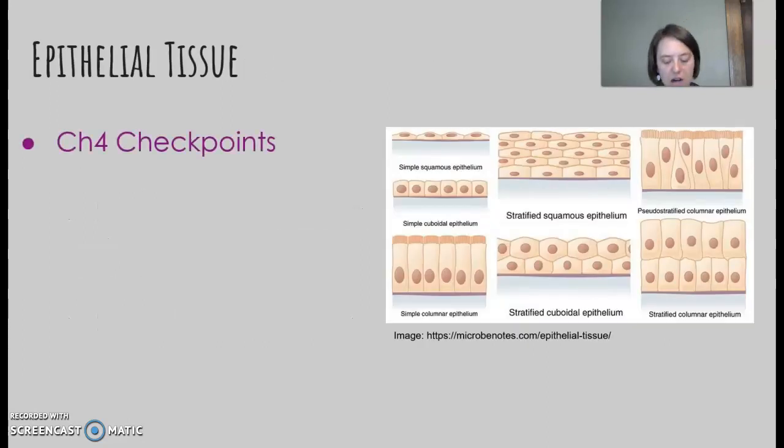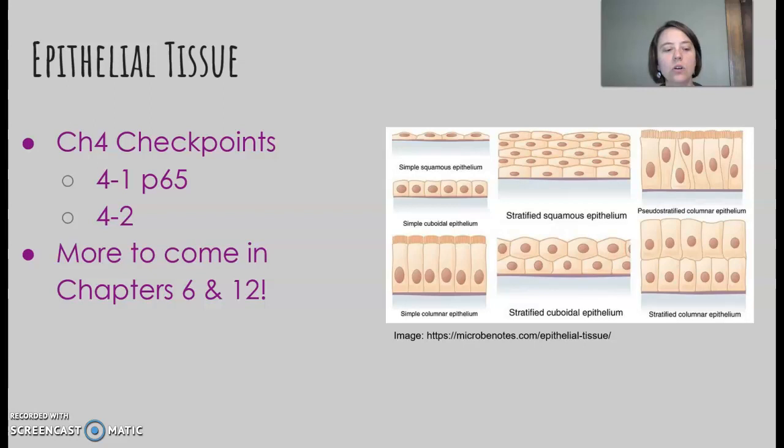So looking at our checkpoints on page 65, make sure you can answer these questions. What are the three basic shapes of epithelial cells? What are the two categories of glands based on their methods of secretion? And then we're going to be jumping into this more in chapter 6 when we get into the integumentary system about the skin, hair, and nails. And then chapter 12 about the endocrine system.